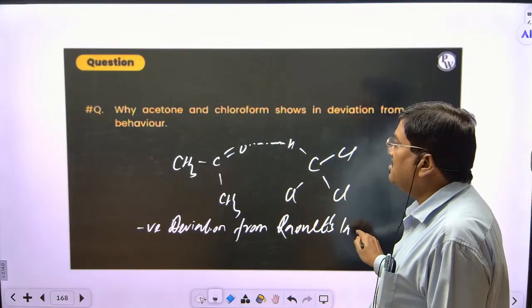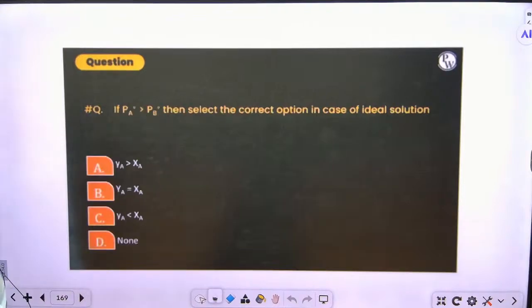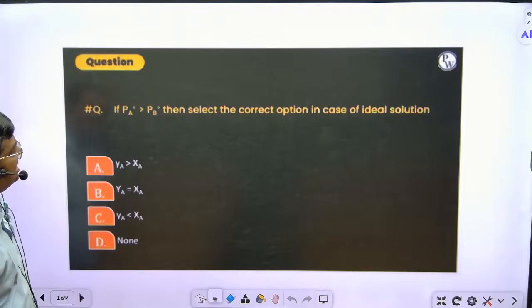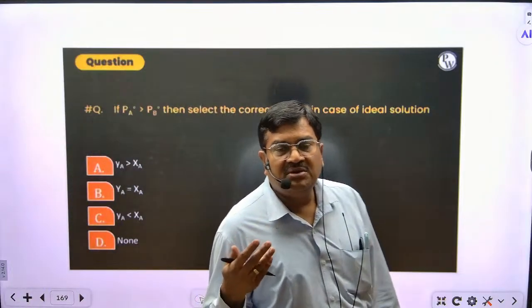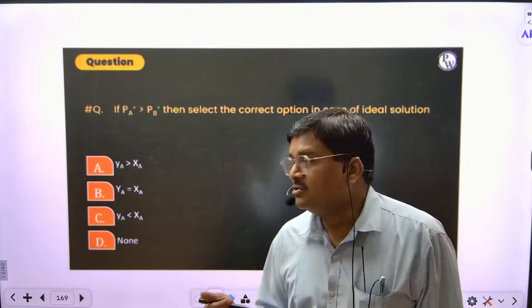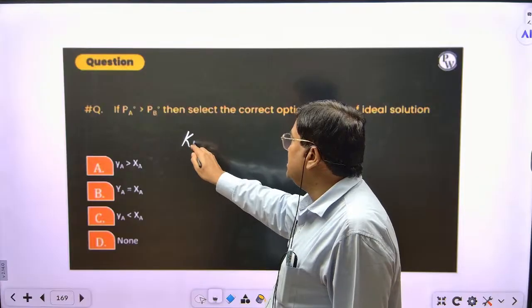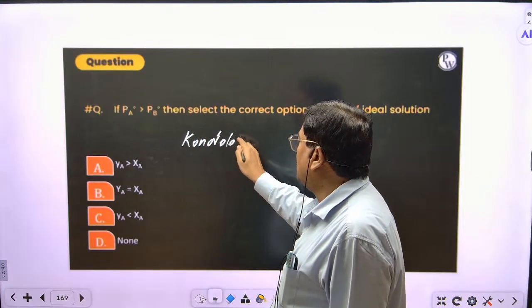H bond involvement, any compound. Clear? Now see, P naught of A is greater than P naught of B. Yesterday I told you the liquid that is more volatile will be richer. If you remember Konowalow's rule. What is that rule we discussed?